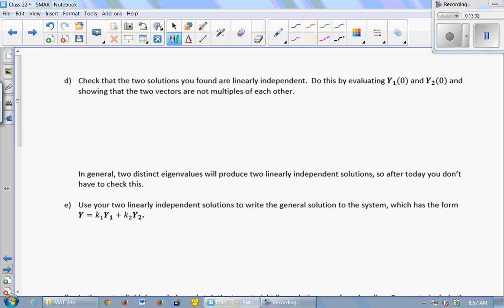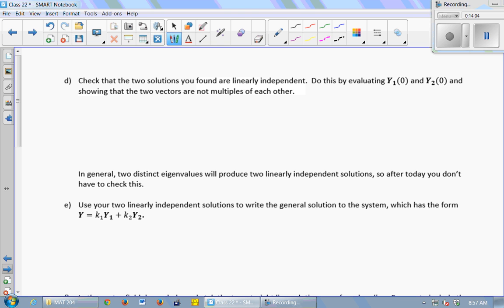All right, so we want to check that the 2 solutions we found are linearly independent, because that's important to be able to combine them in a linear combination to get the general solution. They have to be linearly independent. And it turns out that in general, if you get 2 distinct eigenvalues, 2 different eigenvalues, then they will always produce 2 linearly independent solutions. So after we do this problem right now, I won't make you check it again, but I just want to verify once that they are linearly independent.